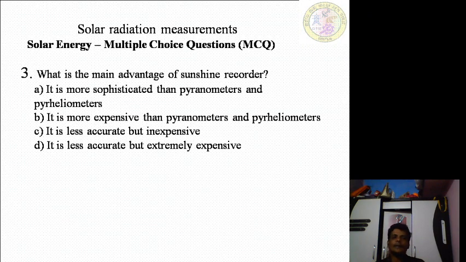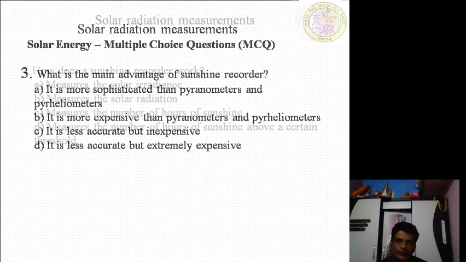We go through the next question. What is the main advantage of the sunshine recorder? The options are A. It is more sophisticated than pyranometer and pyrheliometer. B. It is more expensive than pyranometer and pyrheliometer. C. It is less accurate but inexpensive. D. It is less accurate but extremely expensive. And the answer is C. It is less accurate but inexpensive.